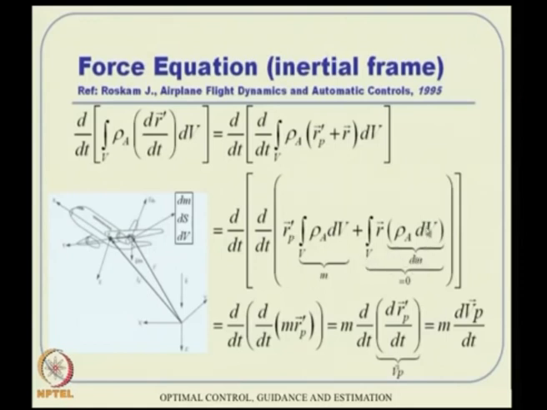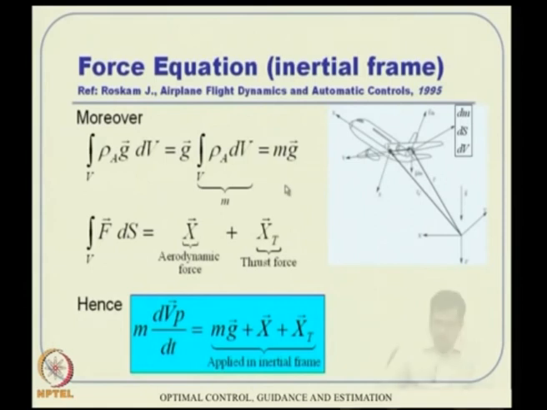And then, what is this? By definition of center of mass, this is nothing but 0. So we are left with d by dt, and the integral of this is the total mass of the vehicle. Ultimately you are left with m into dv_p by dt. So the velocity vector with respect to this center of gravity, the total velocity vector, pops up as m times the total rate of change of this entire velocity vector. That is all we are talking about in this entire expression.